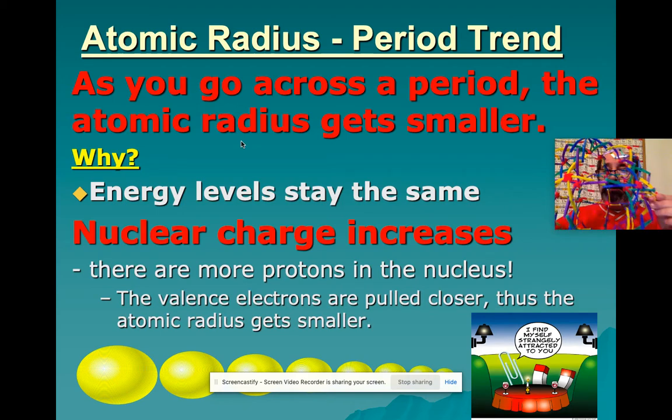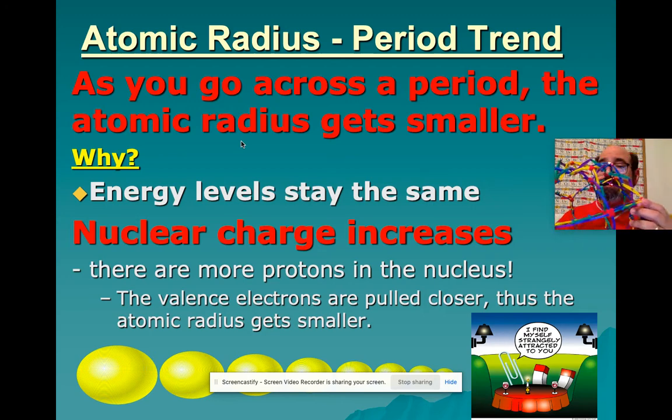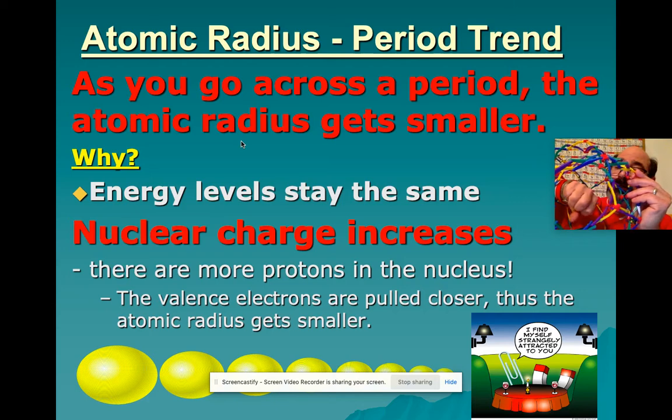Really easy. You have a shell. Period. Everyone in the first row has one shell. Everyone in the second row has two shells. The shell stays the same. You're adding an electron into that shell. When you add an electron in that shell, the shell does not get any bigger. You're just putting it in there. It's not getting bigger. But when you add an electron here, what else are you adding? You're adding a proton inside the nucleus.